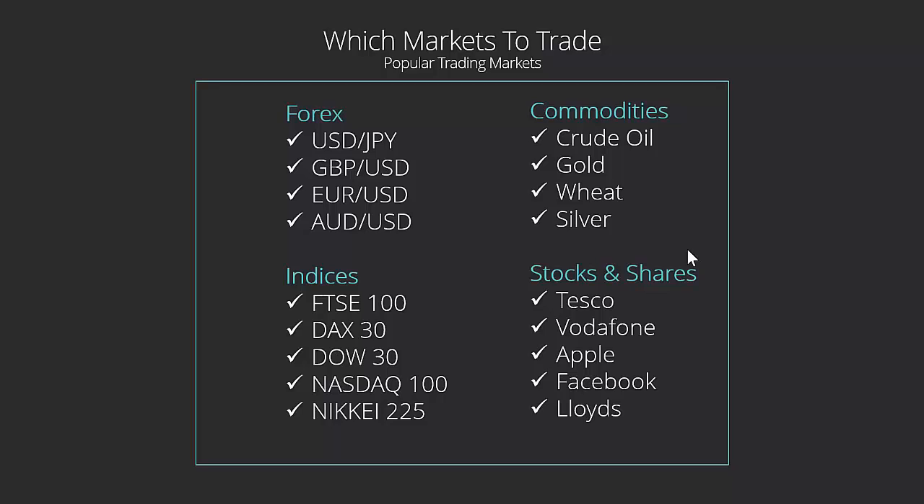And then stocks and shares, we've got a big field of them. In the UK, big ones like Tesco, Vodafone, Lloyds Bank, and in the US, Apple, Facebook, Netflix, Disney, you name it, any big company in the US is traded. So we have got a good selection to trade. There's nothing stopping us trading whatever we want.